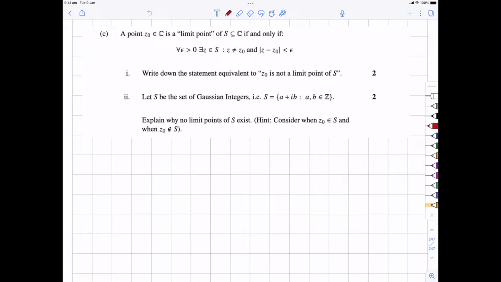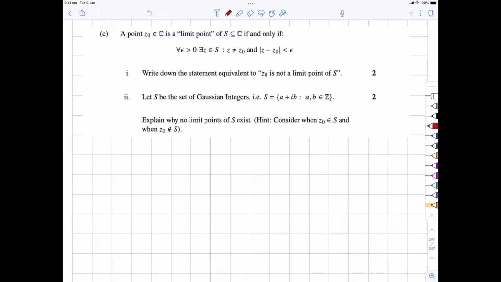A point z0 in C is a limit point of S, which is a subset of C, if and only if the following condition holds. For every epsilon greater than 0, there exists a z in this set S, such that z is not equal to z0, and the modulus of z minus z0 is less than epsilon. The first part says, write down the statement equivalent to z0 is not a limit point of S.